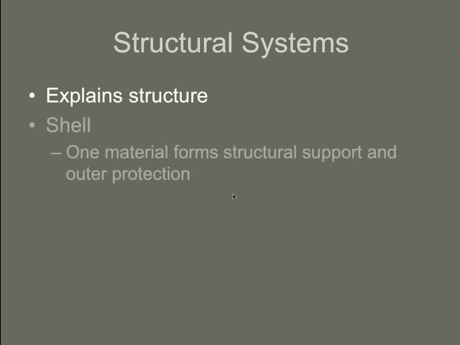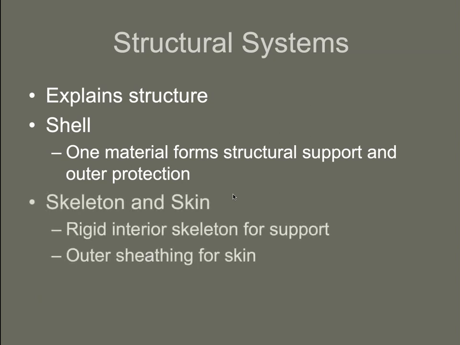Some of the different structural systems that we'll look at explain the structure of a work. One is called shell, where one material forms the structural support and the outer material, or outer protection. So it's just one cohesive shell of the building. And then you have skeleton and skin, where you have a rigid interior skeleton for support and then an outer sheathing for the skin.